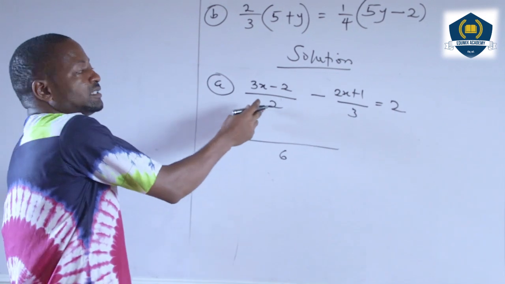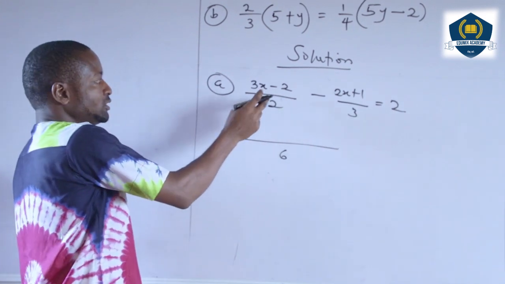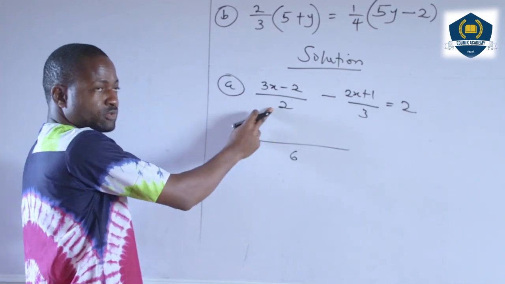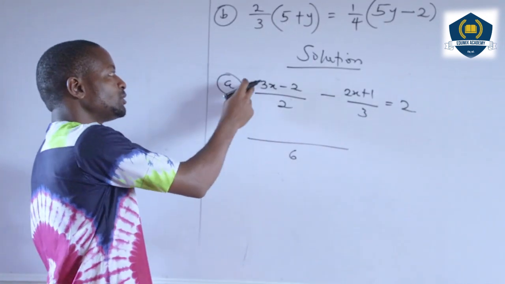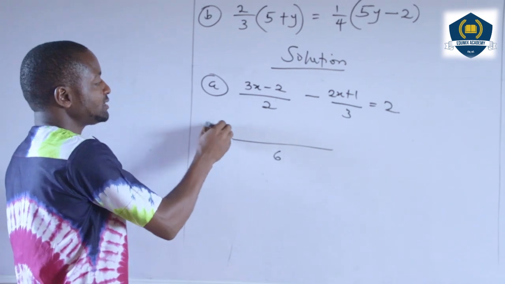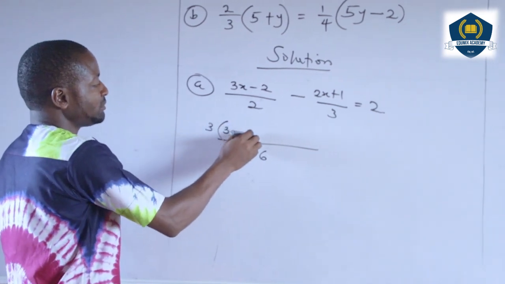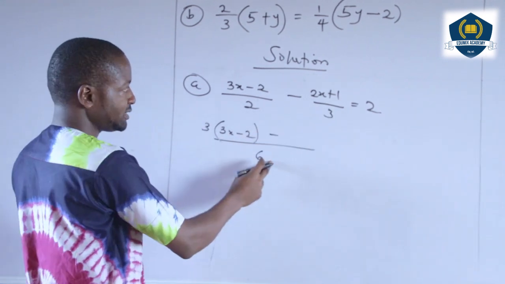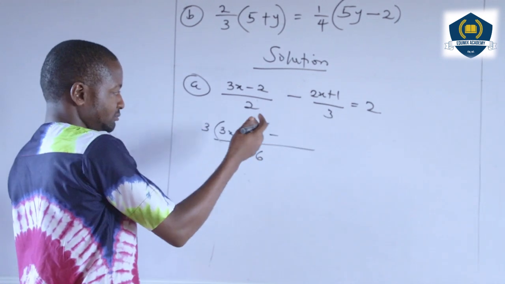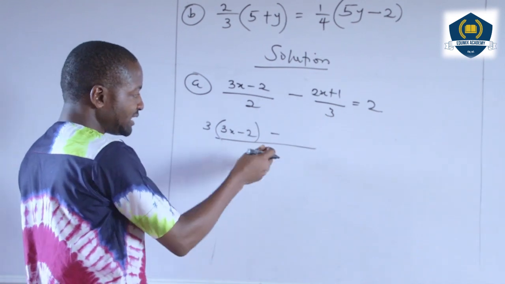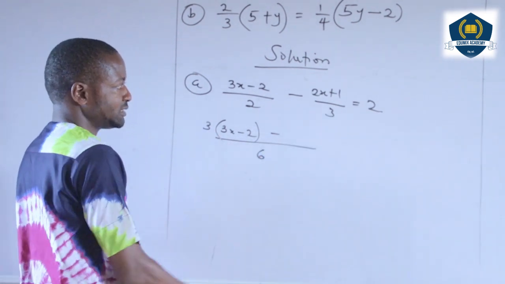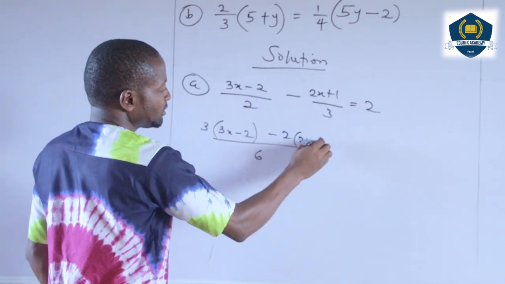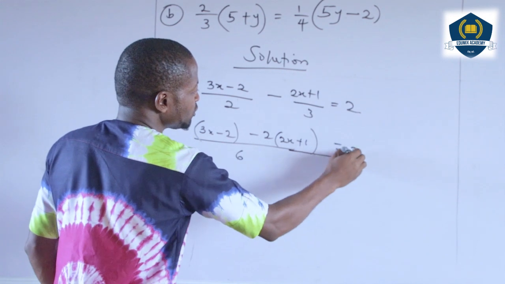You now ask yourself, how many times will 2, the denominator, go in 6? Or 6 divided by 2, to give you 3. So use that 3 to multiply the numerator here. So that is 3 into bracket 3x minus 2. Then bring this minus sign down. 3 goes in 6 2 times, or 6 divided by 3 is still 2. So divide the LCM by the denominator. That gives you 2. So use the 2 to multiply the numerator here. Alright? So it's equal to 2.